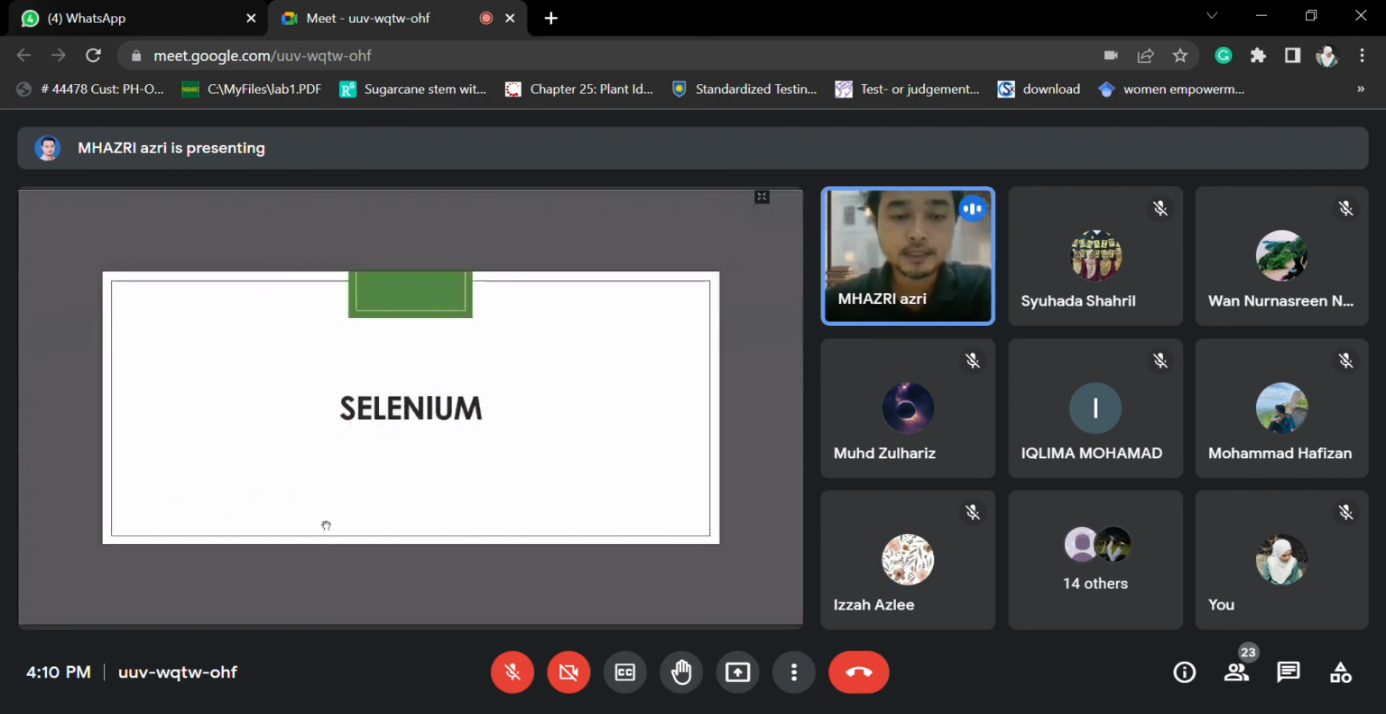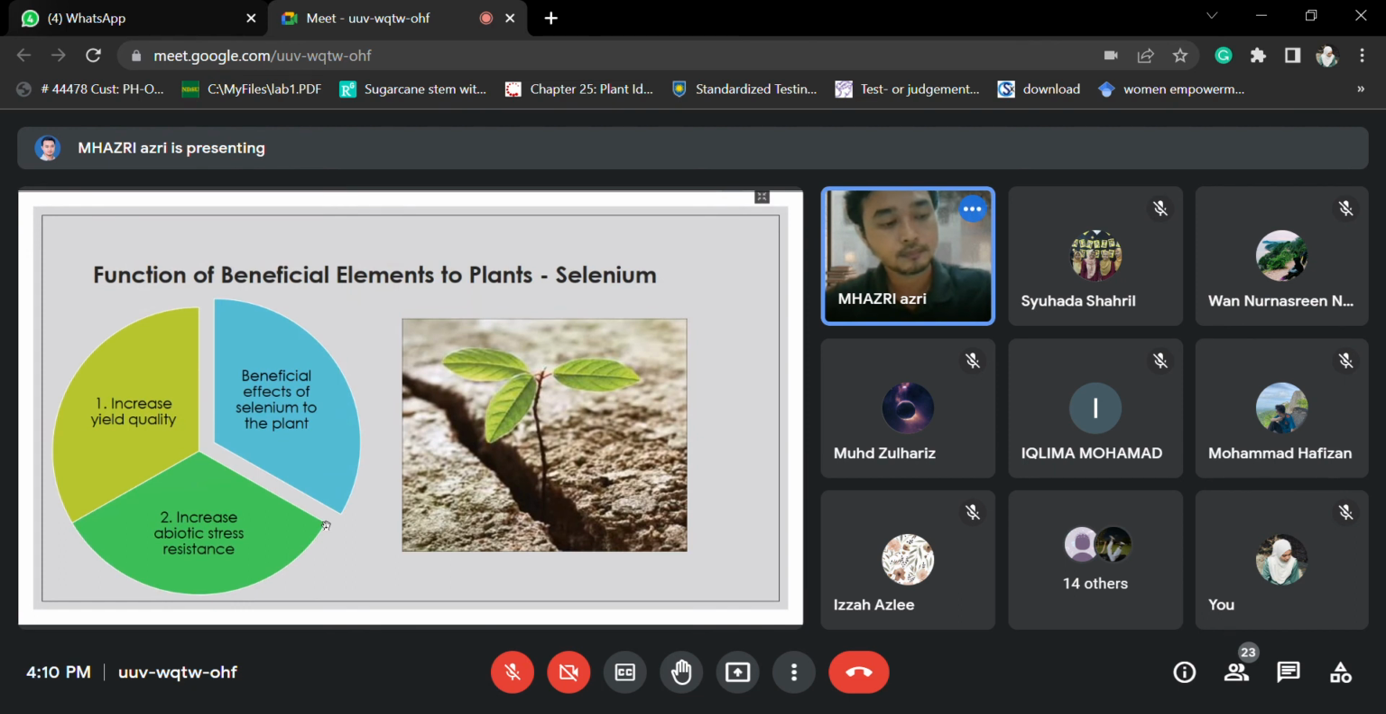Okay. Seterusnya adalah selenium yang terakhir. Selenium can enhance yield of certain plants, can increase yield of a certain plant, and it also can increase abiotic resistance of certain species of plant also.